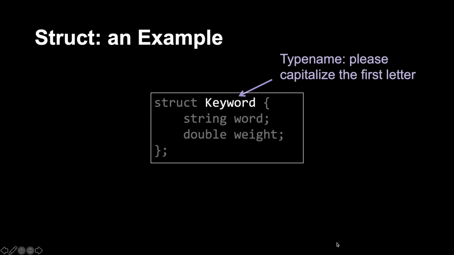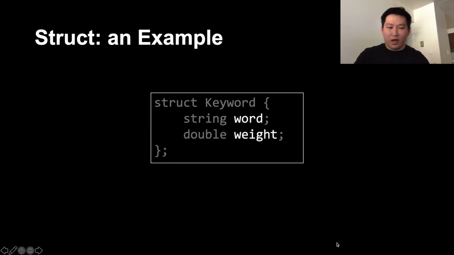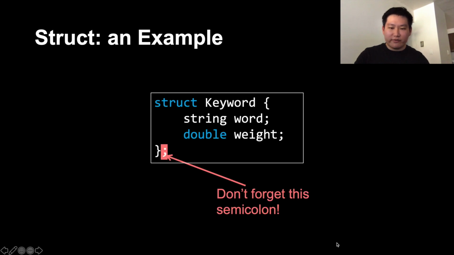When we're declaring a type name, by convention, make sure to always capitalize the first letter. Following the type name, we can see the attributes surrounded in curly braces. A struct can have one or more attributes of various types. So here we have two attributes, word and weight. So word and weight are called member variables of the struct. And finally, don't forget the semicolon when you're done declaring a struct.